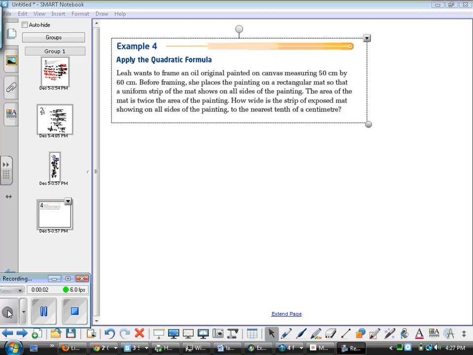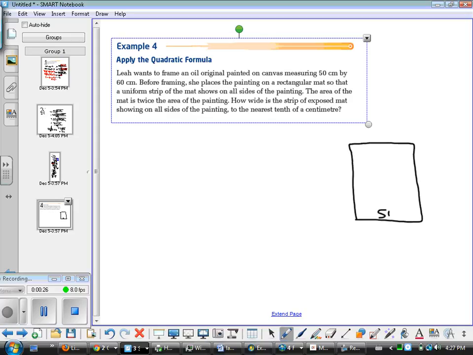All right, here's our last example for chapter 4. We're going to use the quadratic formula because it's not going to be one that's easy to factor, and that's where our formula comes in handy. So if you want to frame an oil original painted on canvas that measures 50 centimeters by 60 centimeters. Okay, so here's my painting. It's 50 centimeters by 60 centimeters.